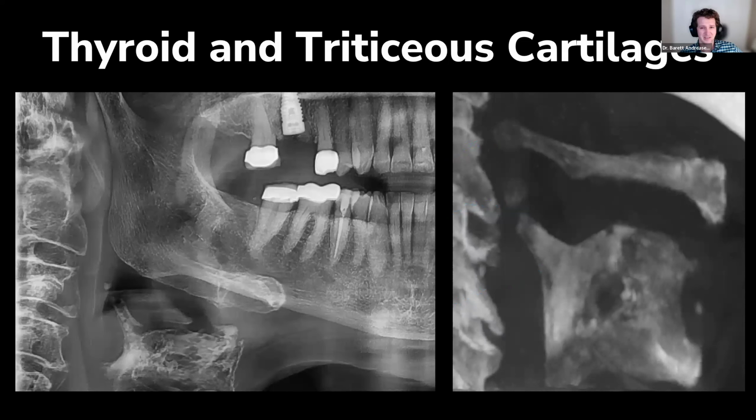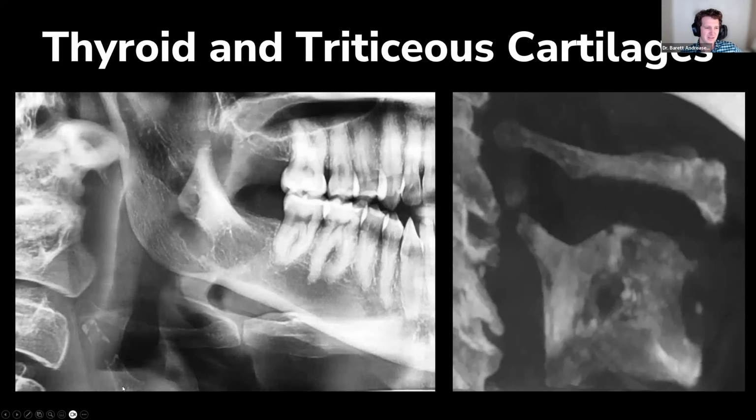We actually see these somewhat frequently on our panoramic radiographs. Here's a particularly prominent thyroid and triticeous cartilage calcification on a panoramic. This isn't normally how we see them. Rather, this next image, there we go. This is more so what we see, where we see just that little horn of the thyroid coming into view. It's always right at that posterior portion of the hyoid. But again, normal physiological calcification.